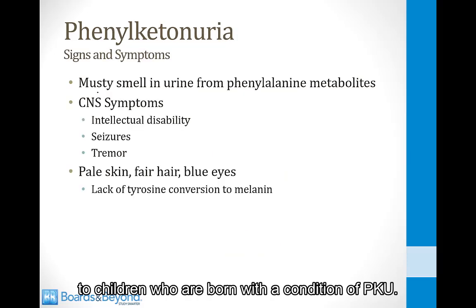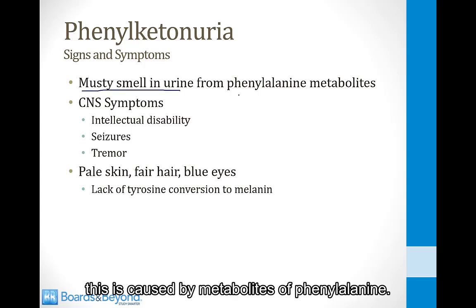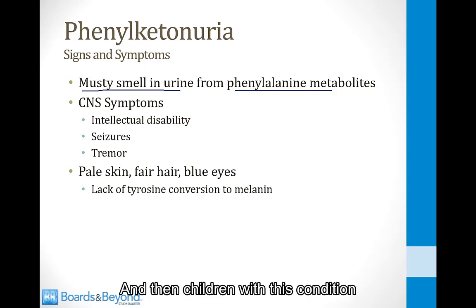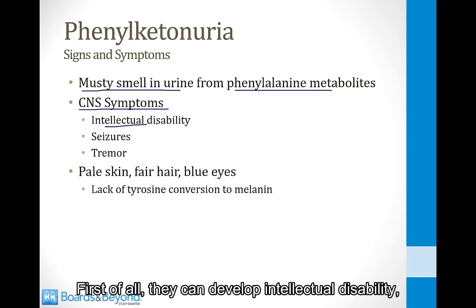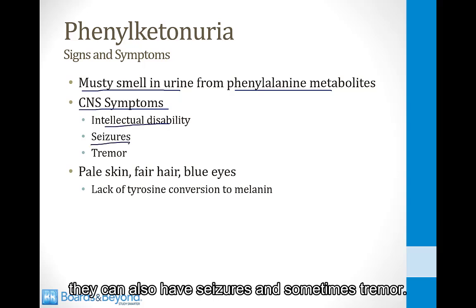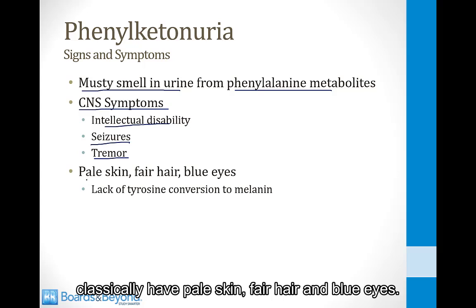A classic symptom of phenylketonuria is a musty smell in the urine. This is caused by metabolites of phenylalanine. And then children with this condition can have a number of different CNS symptoms. First of all, they can develop intellectual disability. They can also have seizures and sometimes tremor. And then lastly, children with phenylketonuria classically have pale skin, fair hair, and blue eyes.